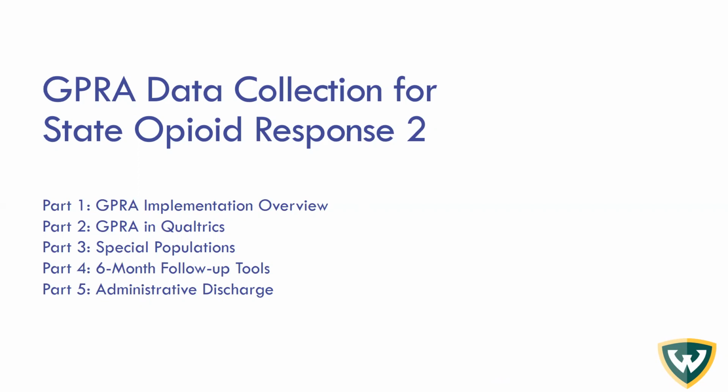Today's presentation is a 5-part presentation. Part 1 is the GPRA implementation overview, which is really just the nuts and bolts of what the GPRA interview process entails. We'll talk about GPRA and Qualtrics and how to enter your data into the Qualtrics web link. We'll discuss some considerations for special populations. And we'll also provide an overview of the 6-month follow-up tools we have to facilitate your 6-month follow-up interview efforts. And then we'll finally discuss very briefly what to do if you can't conduct one of the GPRA interviews.